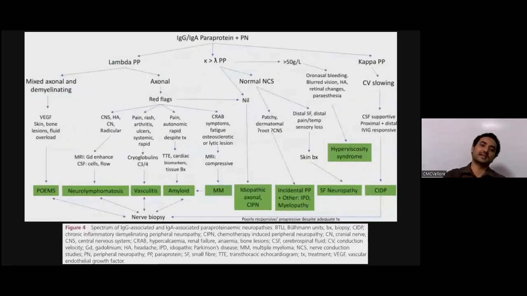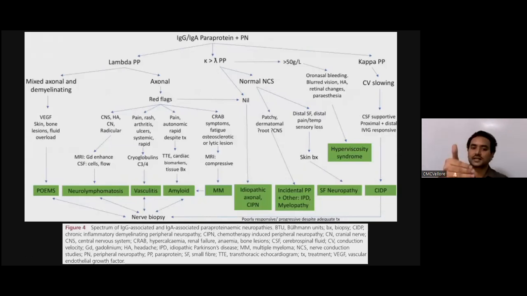Then coming to IgG and IgA is the same, two light chains, the lambda and kappa. And as usual, if it is kappa more than 50 or 40, that is hyperviscosity syndrome. Usually we will be seeing in neuro consults most of the times. And if you got a kappa paraprotein with conduction slowing, we will treat this one as a usual CIDP only. And if it is lambda, then again lambda mixed. If it is lambda and mixed, we can say it goes to POEMS.